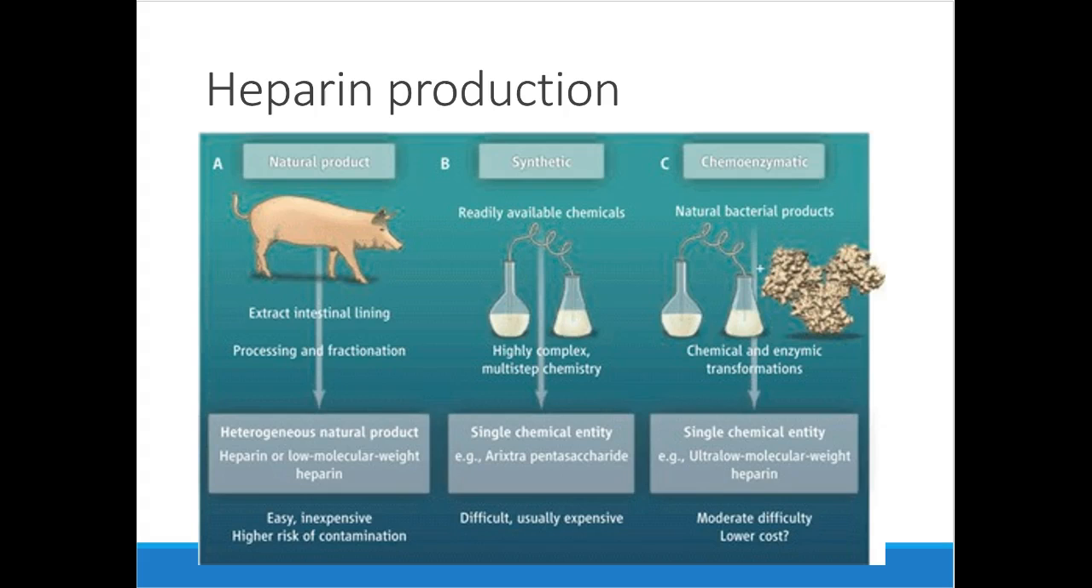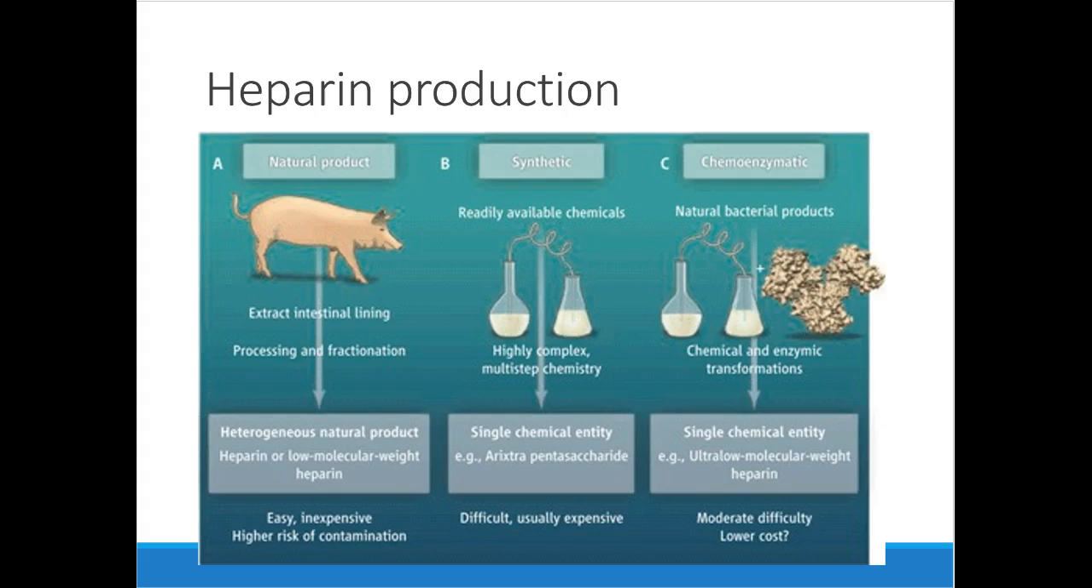This is just a side note, kind of an interesting fun fact. Heparin is a quote-unquote natural product. It's extracted from the intestinal lining of pigs, processed and then fractionated. And then you have different types of products built from this. So you have heparin, which is an unfractionated version of this, and low molecular weight heparin, which is a fractionated version. Basically just a smaller version of the molecule.